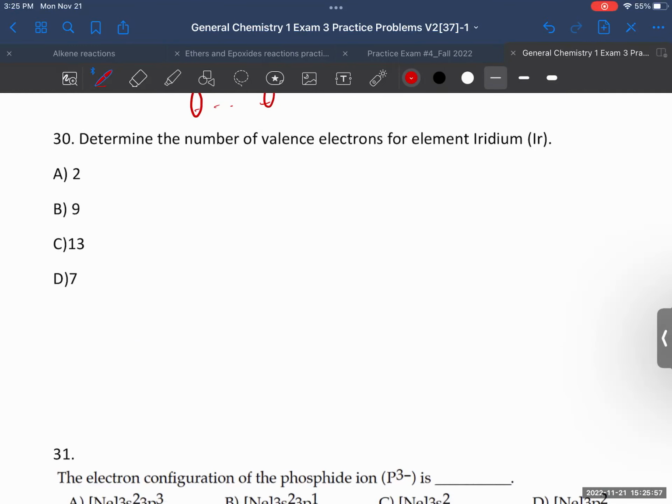Number 30. Determine the number of valence electrons for the element. I have a question. Outer electrons are just the highest n number. So for metals, outer electrons, Michelle, you can type it in the chat. Usually for the f block. And then for these main group elements, the outer is equal to the valence, right?